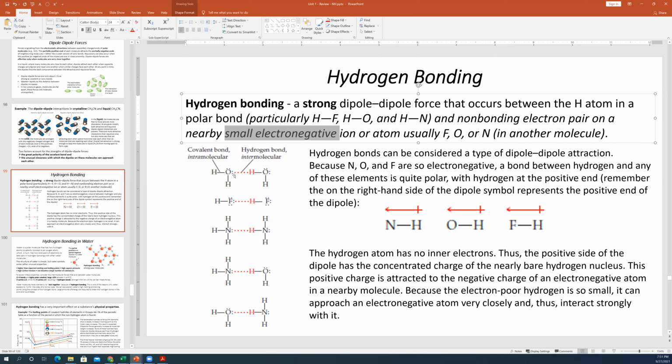Yeah, so on a non-bonding electron pair. Here, do you see in this picture, this dotted red line represents the hydrogen bond between this hydrogen and the non-bonding electron pairs on a nearby electronegative atom or ion. Again, usually one of these three: F, O, N. So anytime you see that situation, as in all these examples here, that's what you've got: hydrogen bonds.